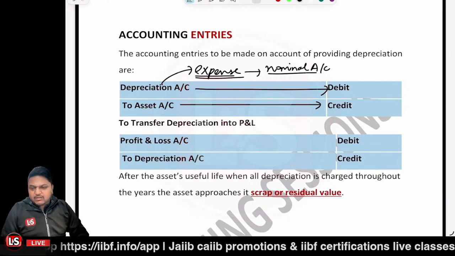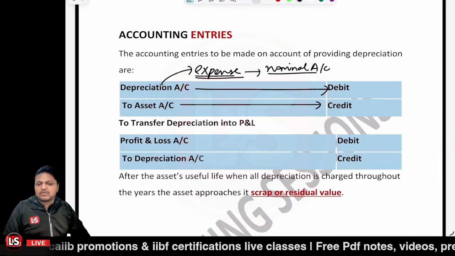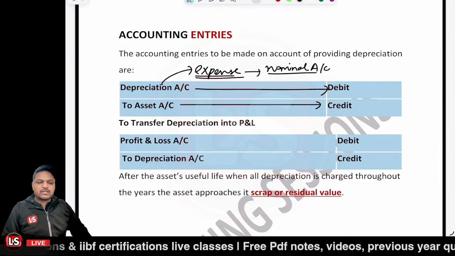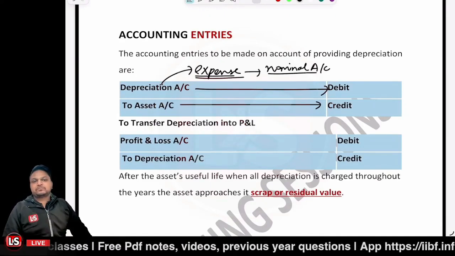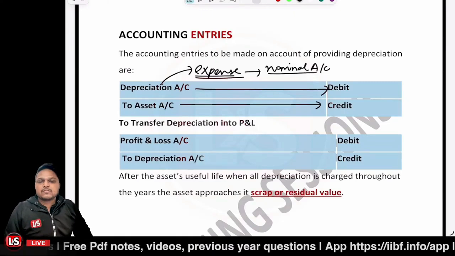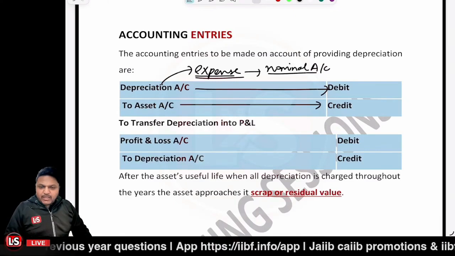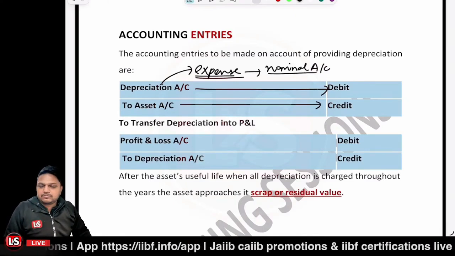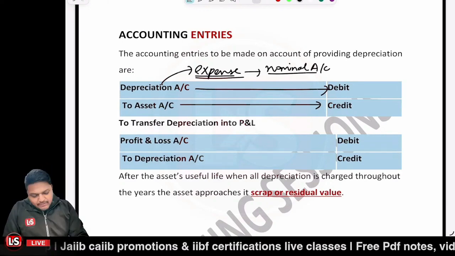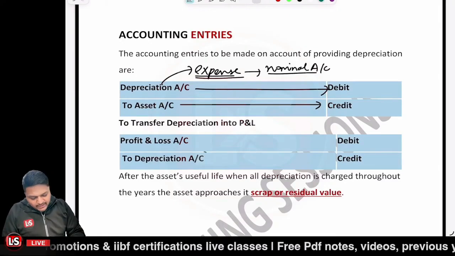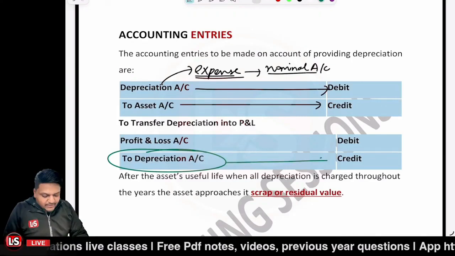Okay. And once you have charged the depreciation, now your depreciation account is a temporary account. Why temporary account? Because it's a nominal account. All the nominal accounts are temporary accounts. And the temporary account is to be transferred to the profit and loss. That's why we are to reduce the value of the depreciation account at the end of the accounting period, right? That's why we will be crediting it and transferring the balance to the profit and loss account.